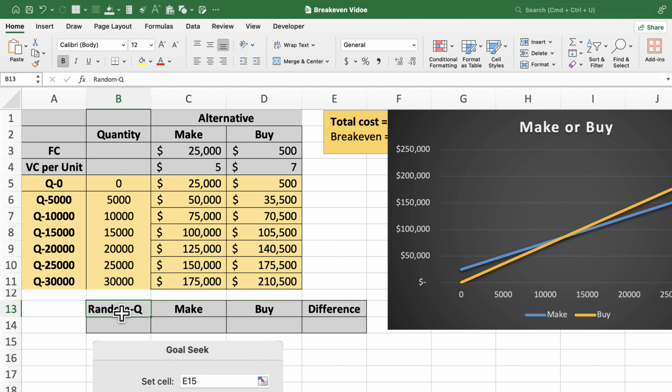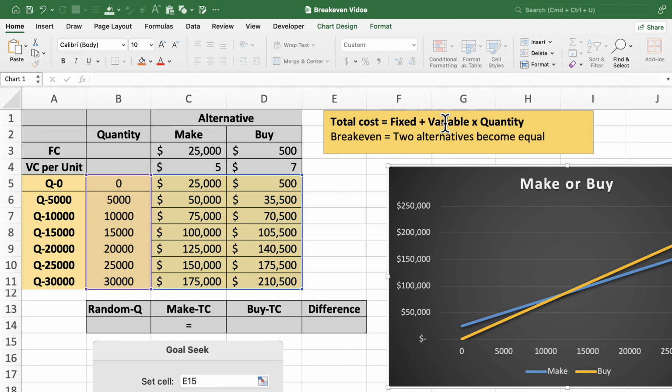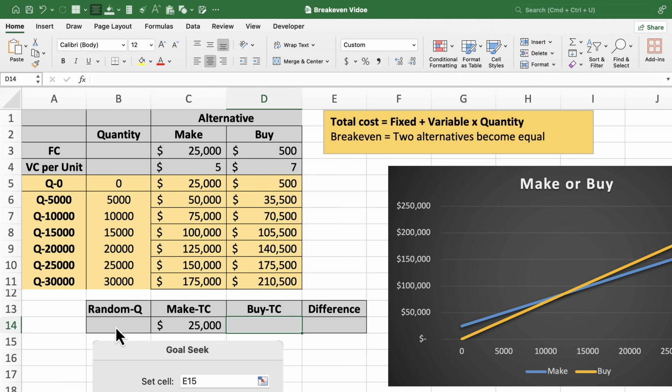So first of all, we have this random quantity and then make and then buy and difference. The formula for total cost of the make option is equal to fixed cost plus variable cost multiplied by quantity. So this one will become fixed cost, that's 25,000, plus variable cost per unit, that's Q, multiplied by quantity. In this case, I'll be using this empty cell for quantity, and then in the next one for buy, again I'll be using the same formula for total cost. The total cost for the buy option will be this fixed cost plus variable cost multiplied by quantity, and for quantity again I'll be using this random quantity.